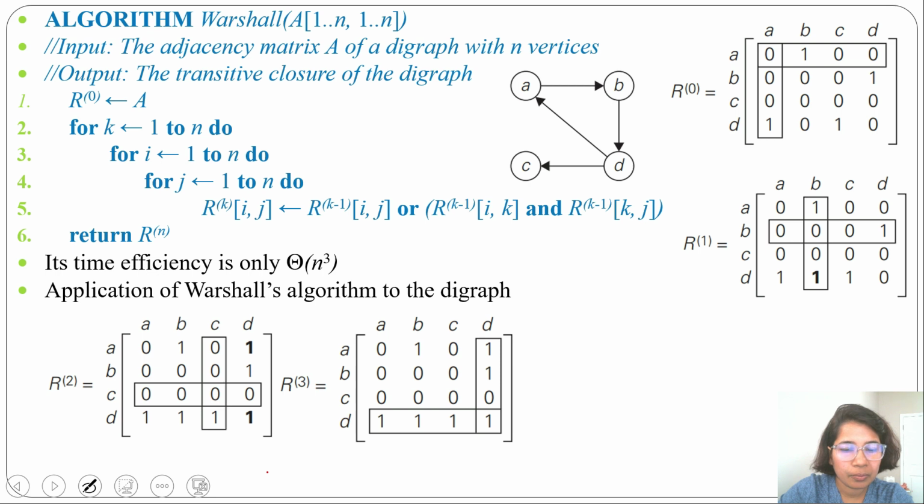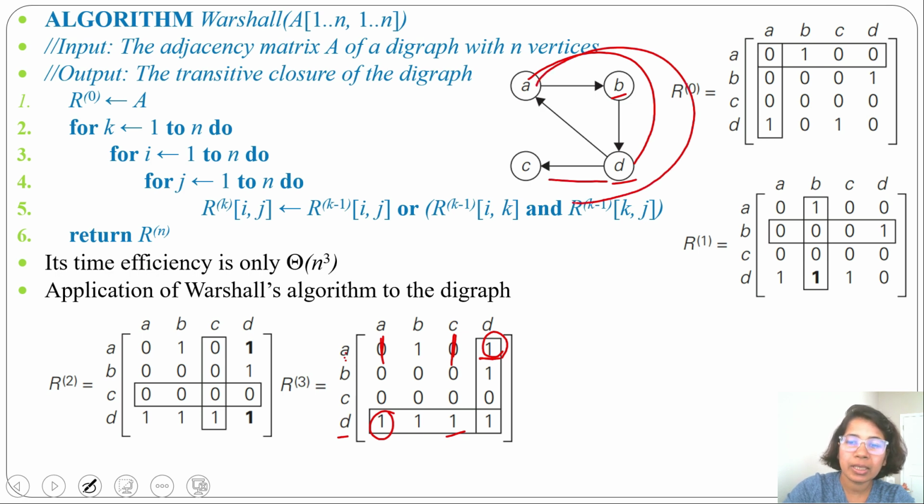Next we'll find R4. For that we'll mark the fourth row and fourth column. We are checking is there any path via D. A to D is 1, then D to A is 1. So A to A will be 1. Next A to D is 1 and D to C is 1. So A to C will be 1. A to D is 1 means from A to D there is a path via B, and D to C there is a path. So A to C there is a path via B and D.